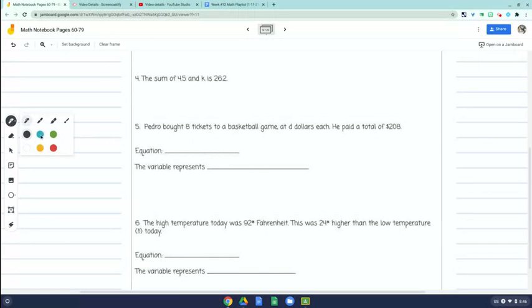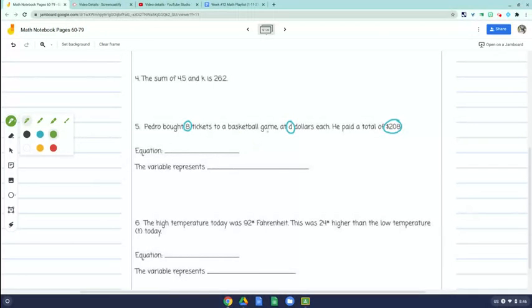I'm going to go with the same plan we had before. Circle the quantities, underline the clue words. Pedro bought 8 tickets. That's going to be our first quantity. 8 tickets. And at $D each, there's our second quantity, our variable. And our third quantity, $208. All right, clue words. Let's see if we can find those.